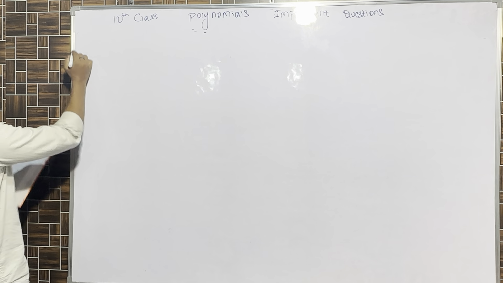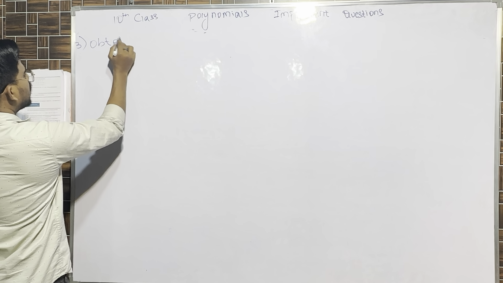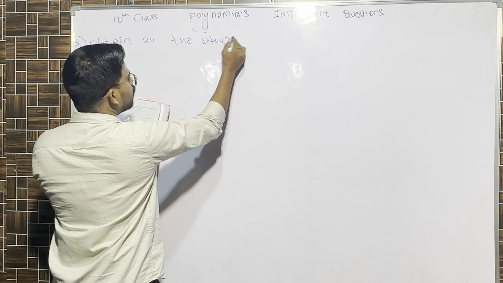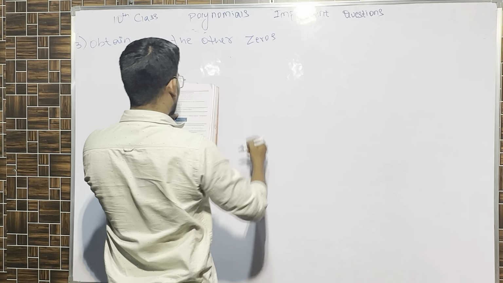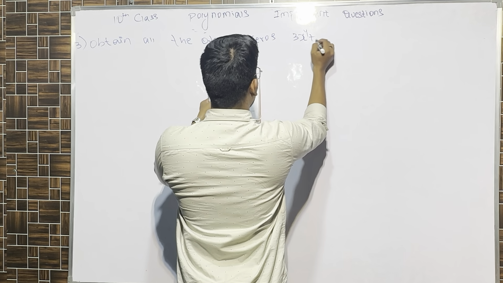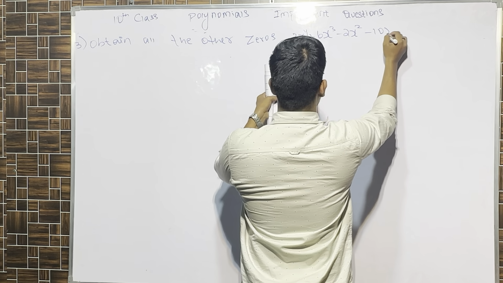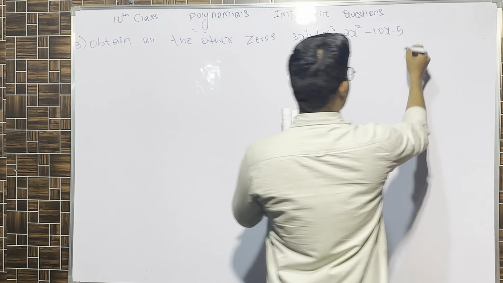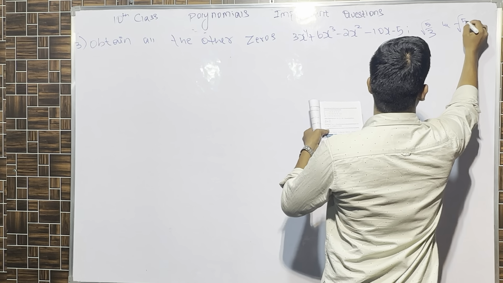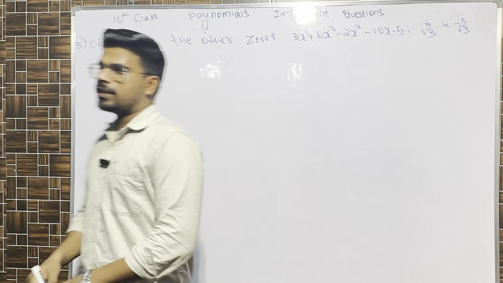Now here we are solving question number 3. Question number 3: obtain all the other zeros of 3x^4 + 6x^3 - 2x^2 - 10x - 5, if two zeros are √5/3 and -√5/3. Very important question from this exercise.